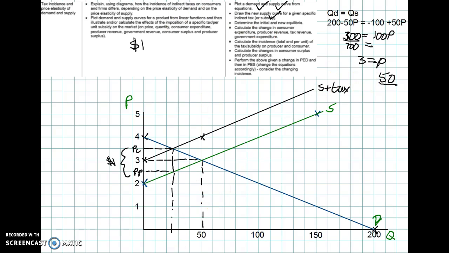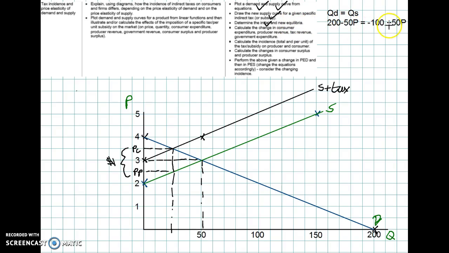And what would you do in your exam? You'll probably just quickly do it for here as well. So minus 100 plus 50p will equal 50 as well. So that's the initial one done.